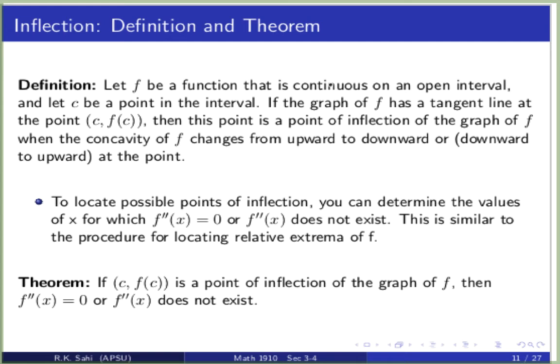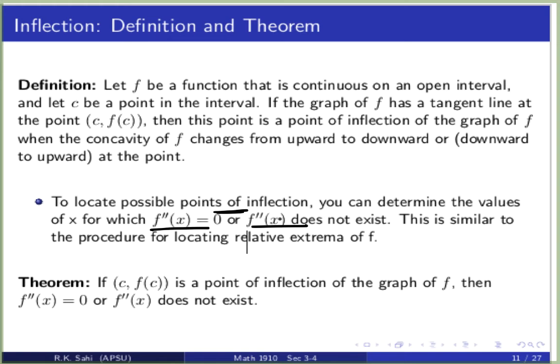If f is a function which is continuous on an open interval, and let C be a point, if the graph of the function has a tangent line at that point C, f of C, then this point is a point of inflection of the graph of f when the concavity changes from upward to downward or downward to upward. Now, to find these points of inflection, what you normally do is take the second derivative and equate it to 0, or find where the second derivative does not exist. It's a very similar procedure to what we just did for finding the relative extrema of the function.